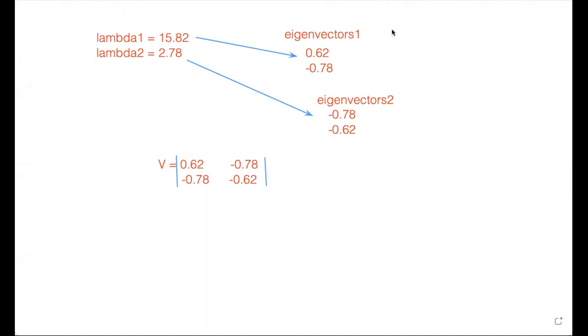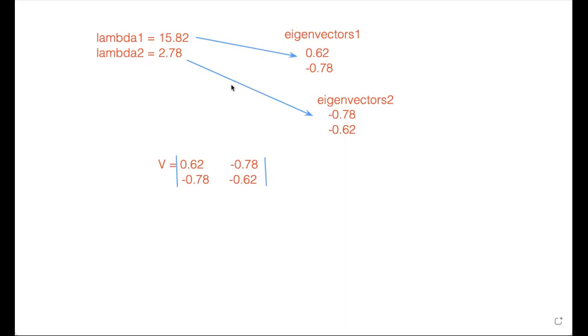And the largest eigenvalue lambda equals 15.82, because we have two lambdas. We will only choose one lambda because we want to reduce the dimension from 2D to 1D. That's why we only choose one lambda. And the eigenvector that corresponds to lambda 1 is V1. So this is the V1.